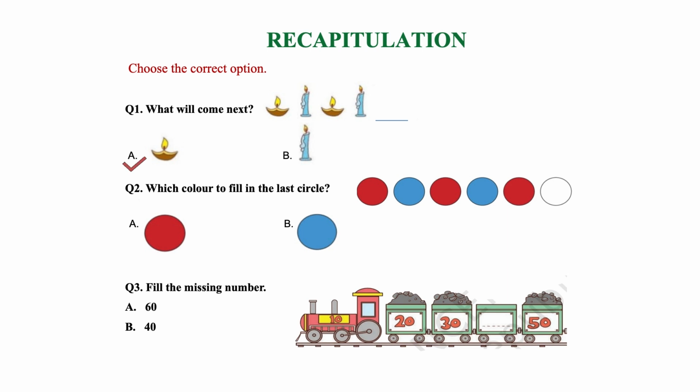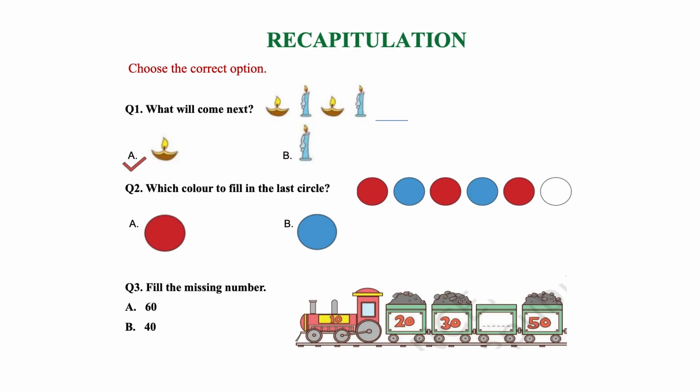Yes, you are right. A is the correct option. This earthen lamp, which we also call diya, will come next in the pattern. Now, let's move to the next question. Question second. Which color to fill in the last circle? Observe the pattern and tell the correct answer. Option B is the correct answer. Blue circle will come next in the pattern.